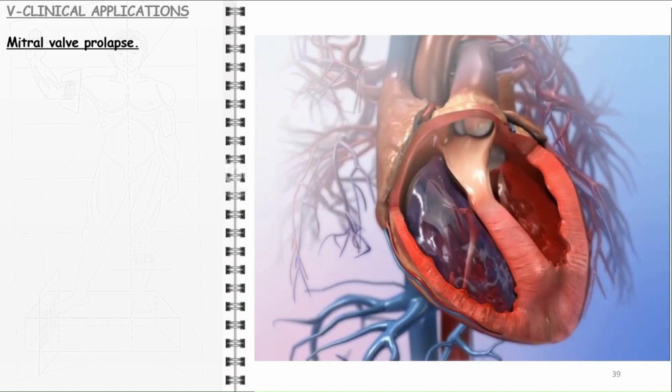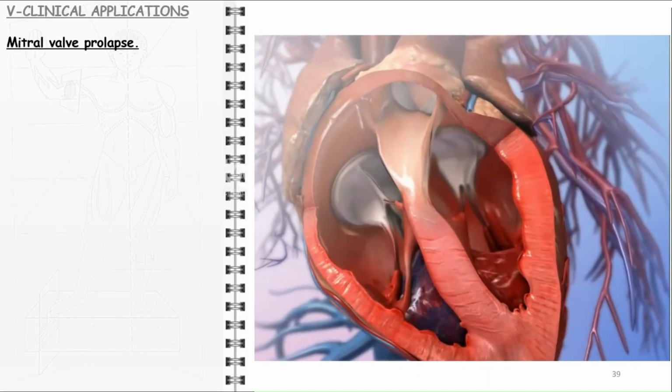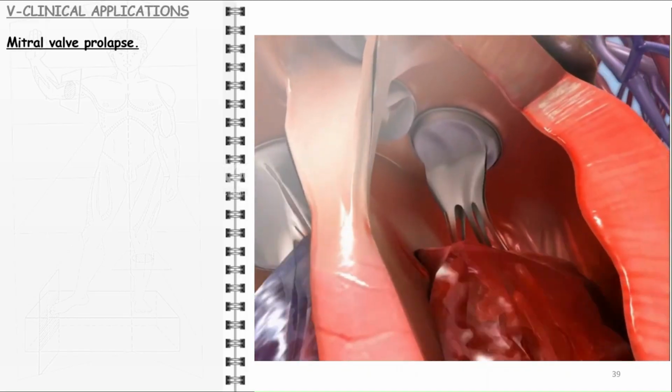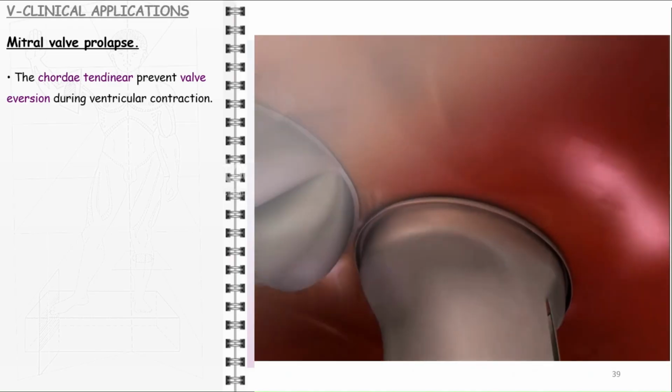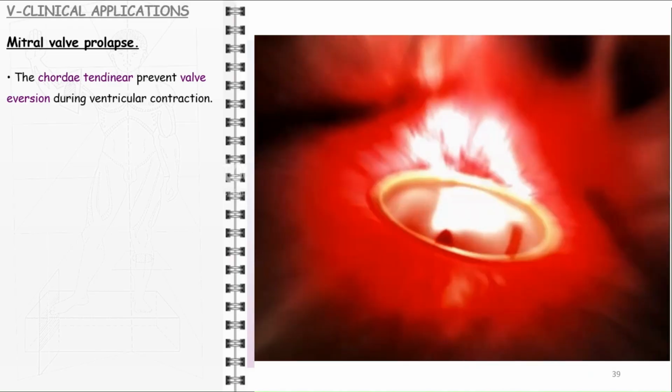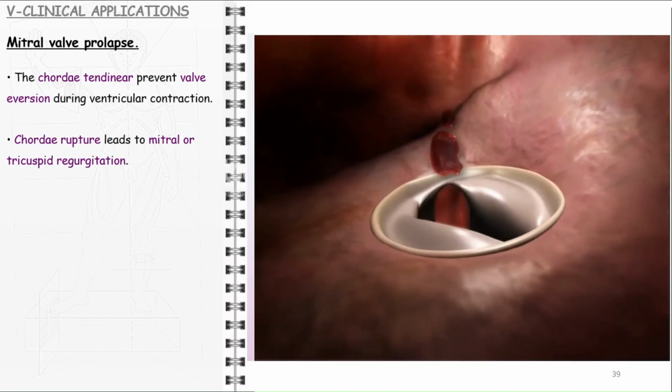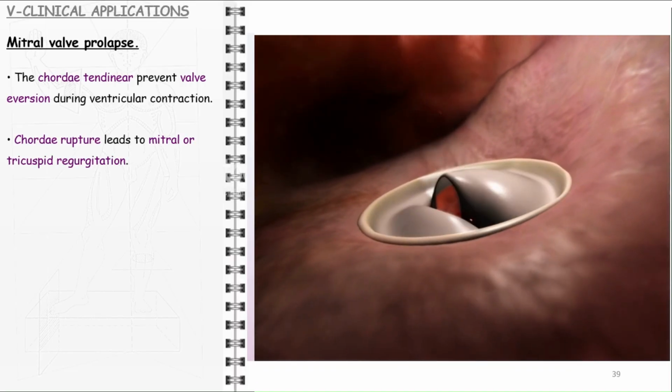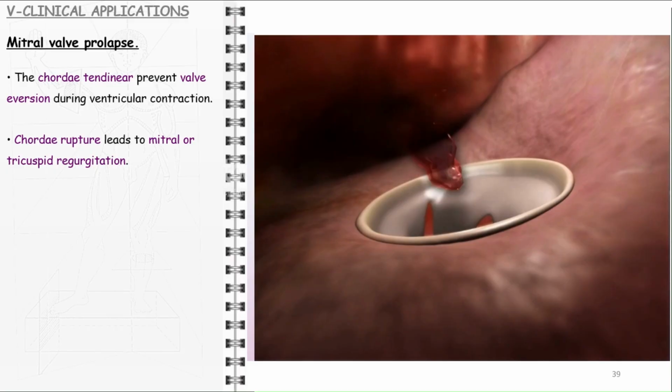Finally, let's explore some clinical notes and applications. Mitral valve prolapse occurs when the valve leaflets bulge into the left atrium during systole. The chordae tendineae prevent valve eversion during ventricular contraction, maintaining proper closure. However, chordae rupture leads to mitral or tricuspid regurgitation, as the valve fails to seal completely, allowing blood to flow backward into the atrium.